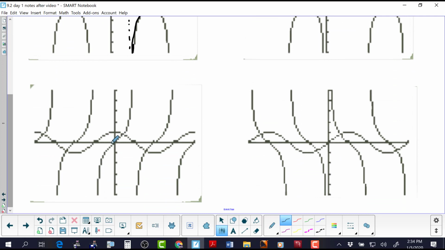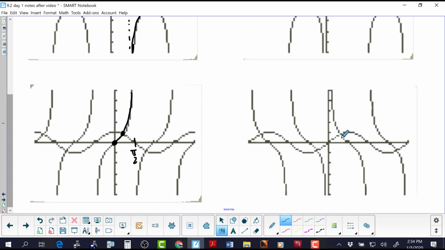This one is tangent, so the limit as x approaches 0 for tangent is 0. This is pi over 2. The limit as x approaches pi over 2 from the left is positive infinity, from the right is negative infinity. And other things we need to know: the limit as x approaches pi over 4 is 1.